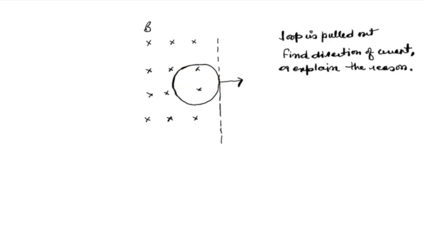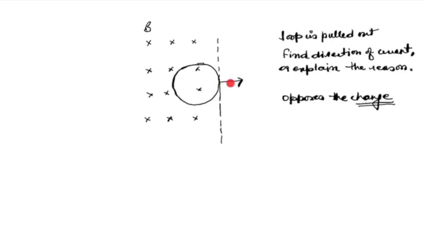So think about it. When we are pulling this out, Lenz's law says the EMF will be produced in the direction such that it opposes the change. So always think about opposing the change. First, to oppose the change, we should know what the change is. When we are pulling this out, what is the change? That is the explanation they are asking for.